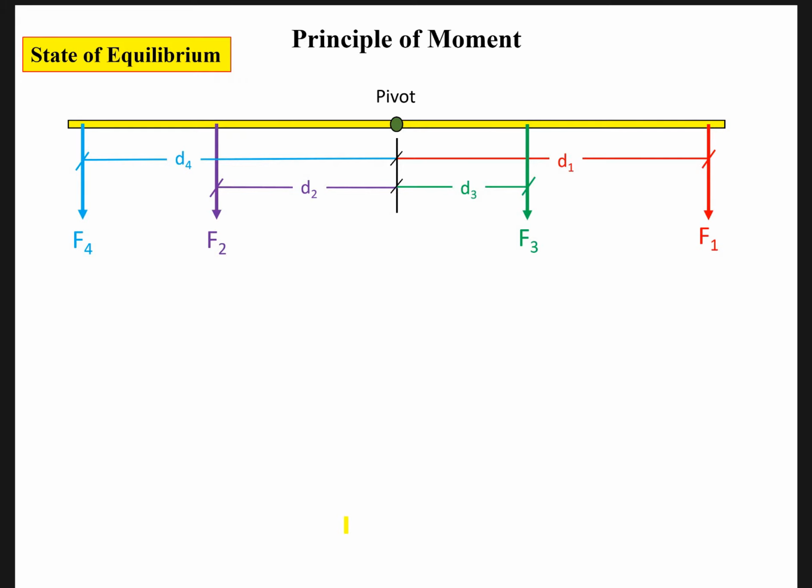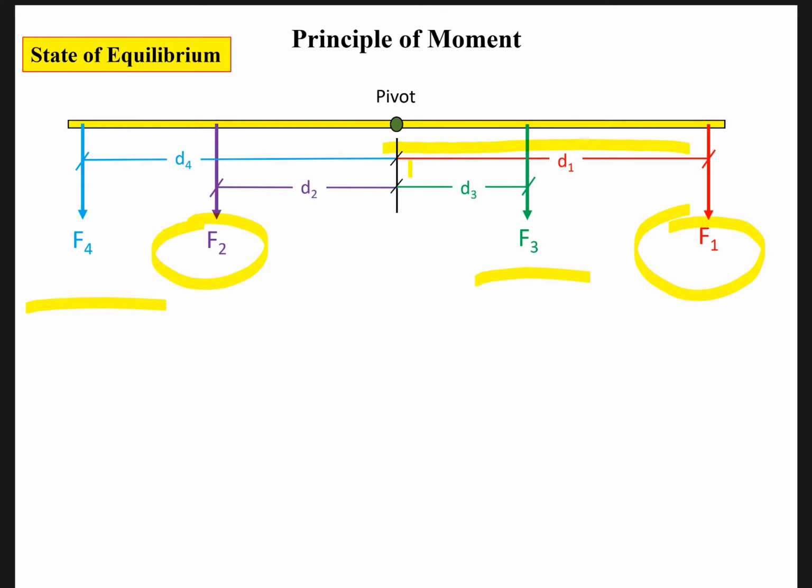In case number 4, it's showing a system where 4 forces are acting upon the lever: F1, F2, F3 and F4, right? Four forces are acting on this lever. Each force is being applied at a specific value, and these values are basically showing the perpendicular distance from the pivot. And it is called the moment arm.